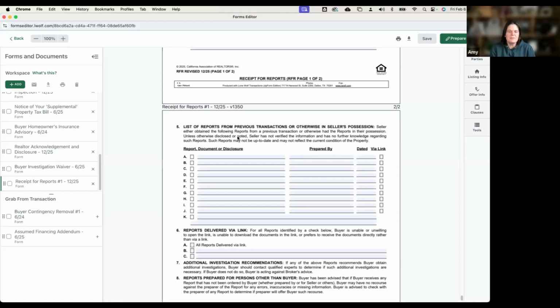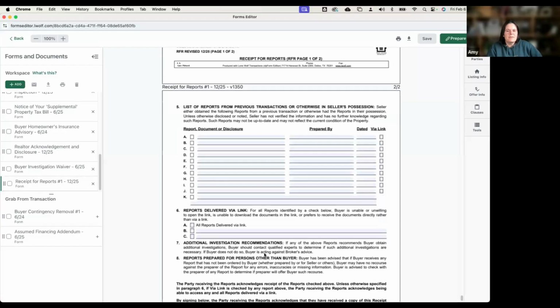If the reports were delivered via link, we would identify here for all reports identified by a check below: buyer is unable or unwilling to open the link, is unable to download the documents in the link, or prefers to receive documents directly rather than via link. We would check that. But for the most part, most documents are going to be delivered electronically. A lot of times we're using Disclosures.io or Home Light Listing Management for that.